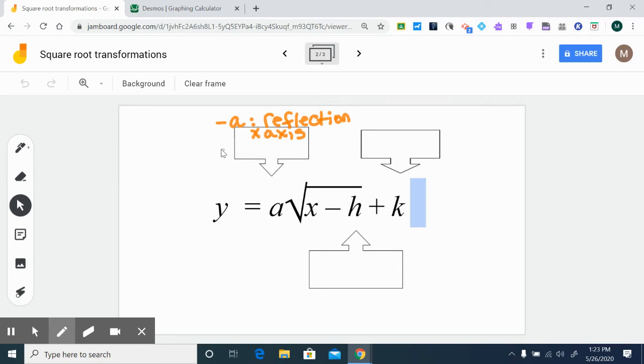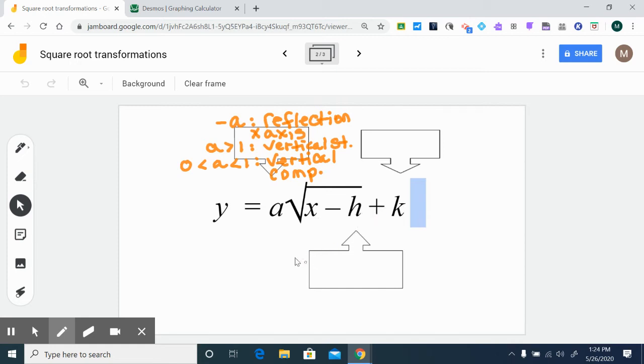When we have an a value that is bigger than 1, it's a vertical stretch. And when a is in between 0 and 1, we call that a vertical shrink or a vertical compression. I tend to use shrink a lot. A lot of our notes in our books call it a compression.